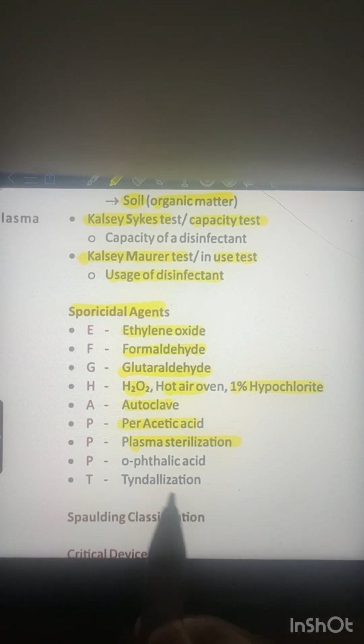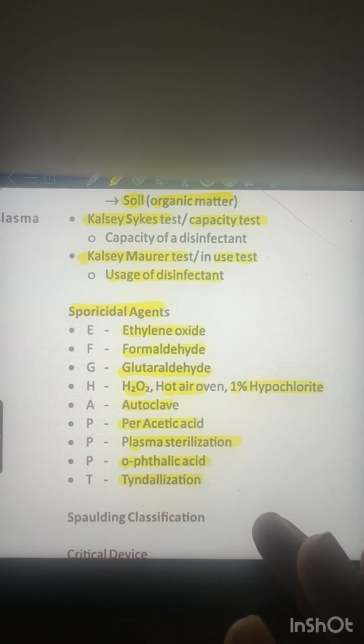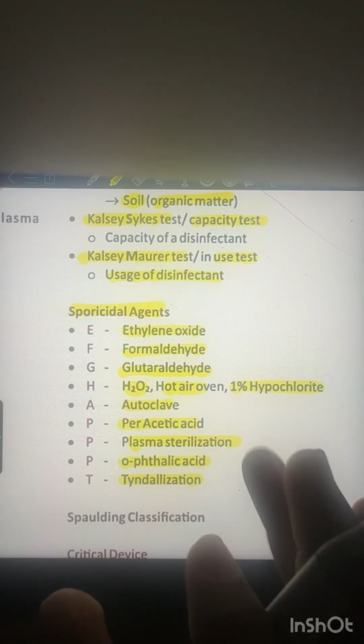Finally, T for tyndallization. So repeating once again, we have ethylene oxide, formaldehyde and glutaraldehyde. We have hypochlorite, hot air oven, and H2O2. H2O2 was also used in plasma sterilization, so one of the 3 P's is also done for you. APT: A for autoclave, P for plasma sterilization, done, P for peracetic acid and phthalic acid, and T for tyndallization. These are the things that kill the spores.